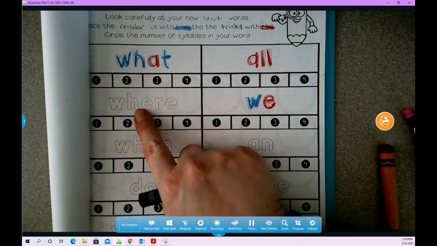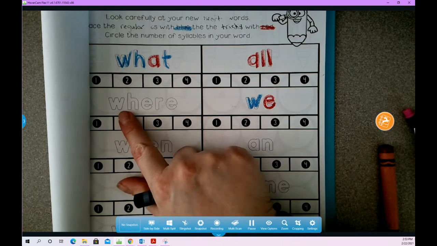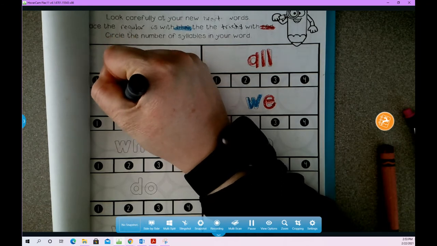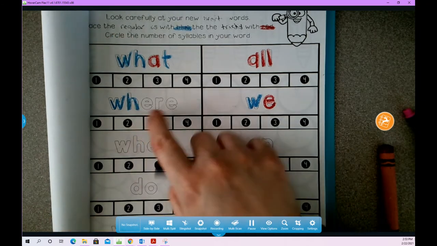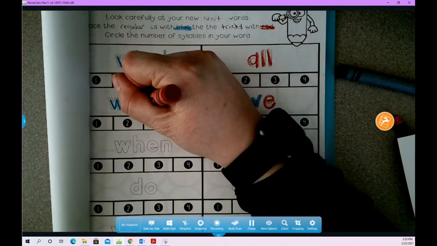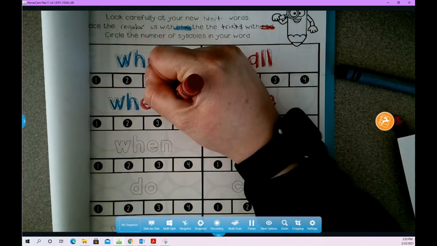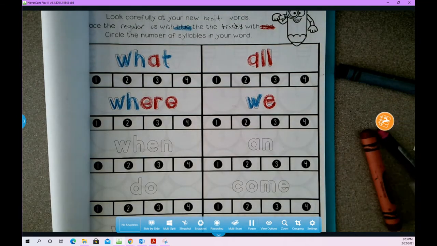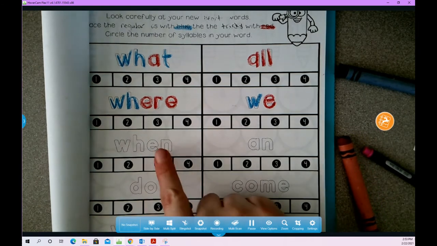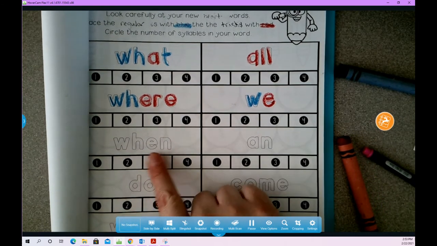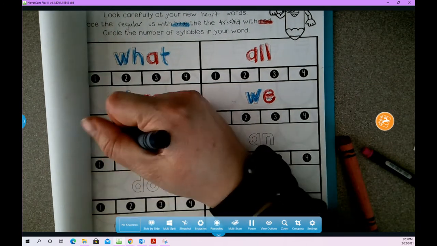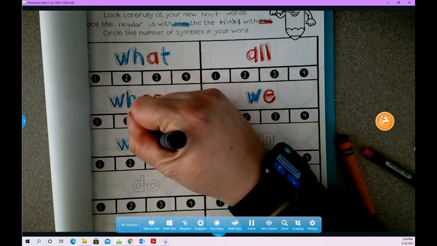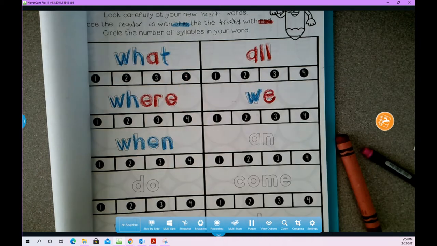Okay, our next word says where. Where. So this part is not tricky. We know it sounds like w. And then this part is tricky. It sounds like air. Where? Then we have the word when. This has no tricky parts. We know that WH sounds like w. When.